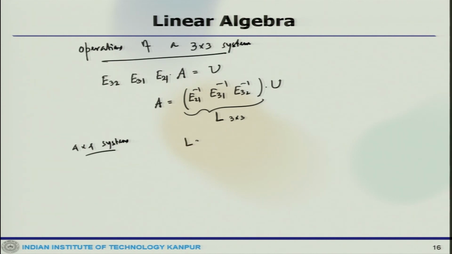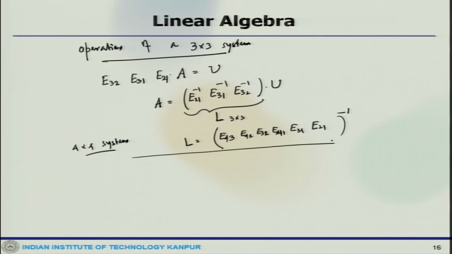Now, if you have 4 by 4 systems, then the lower triangular, you can think of it as first E21, then E31, then E41, then E32, E42, then E43. The inverse of that would essentially be the lower triangular system. So, now you see when there is an increase in the unknowns, the matrix size also goes up, and when the matrix size goes up, these lower and upper triangular decompositions are important.